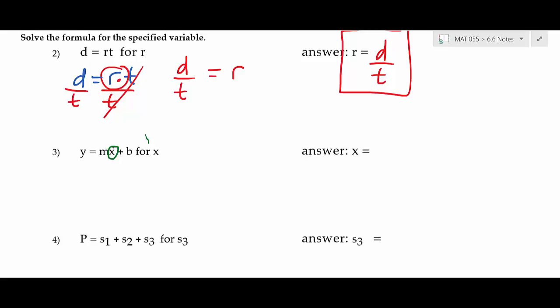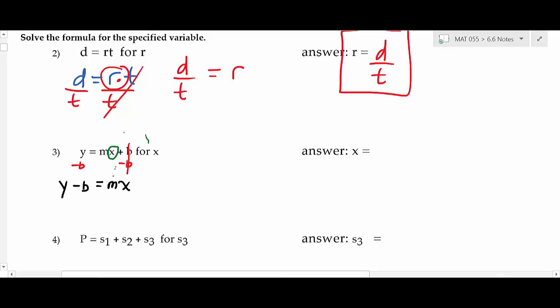How do you get rid of adding? Subtract. How do you get rid of multiplying? And you do it in that order. Okay, you got to pay attention to the order. So first thing we're going to do is we're going to subtract b from both sides. Okay, that will get rid of that, and that's going to leave you with that's equal to mx, and then this side is now y minus b like that.